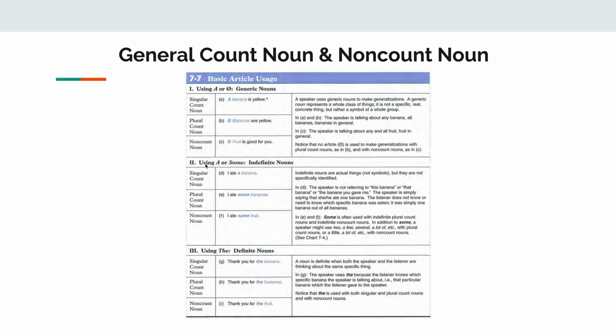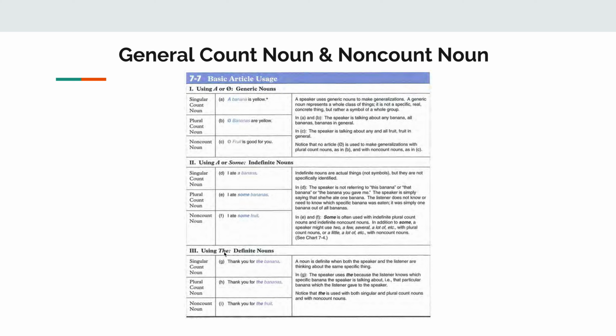And then the second one we have is the comparison between a, an, or some, which is the indefinite nouns. Indefinite nouns are actual things, not symbols, but they are not specifically identified. For singular count noun, we have: I ate a banana, instead of: I ate bananas. Because we are doing a comparison between a or some, then we use a. For plural count nouns, the example is: I ate some bananas. And for non-count noun, the example is: I ate some fruit.